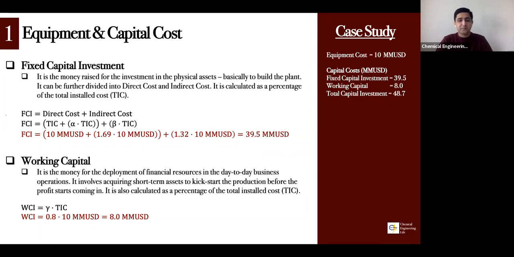Then you come down to the working capital. Now, the working capital is the money that you need in hand to actually kickstart your production. The working capital is also calculated as a fraction of your equipment cost. And as you can see on the screen, I have used 0.8 as a factor. So 0.8 times 10 million means that our working capital will be 8 million. So what exactly does working capital cover? It covers everything that you need to kickstart your production. I need to buy my raw materials. I need to buy my utilities. I need to pay off my bills.